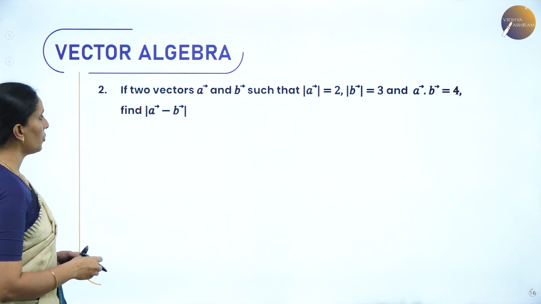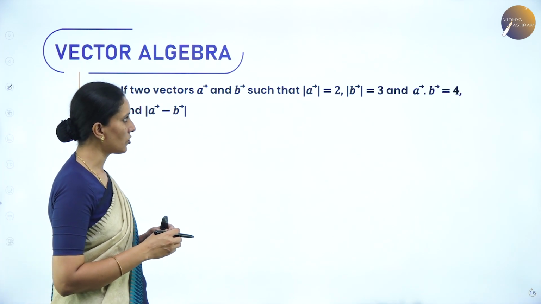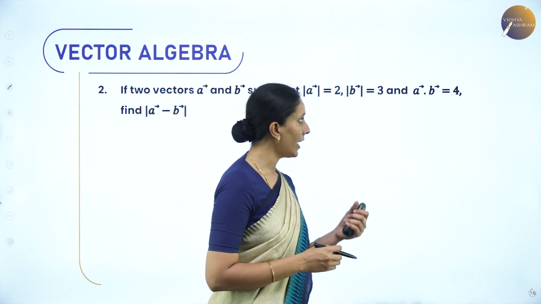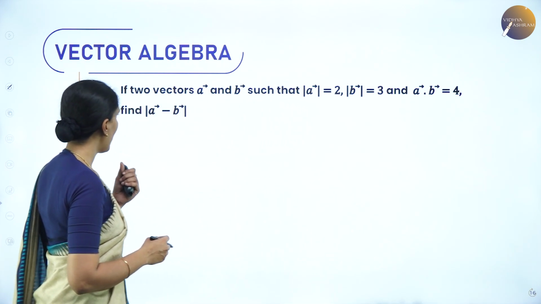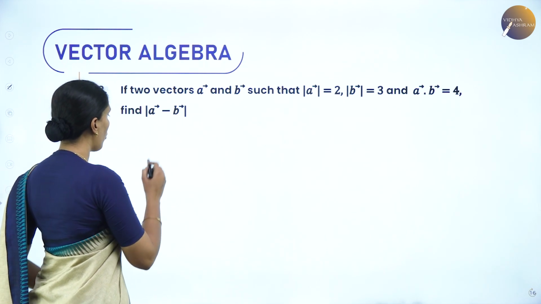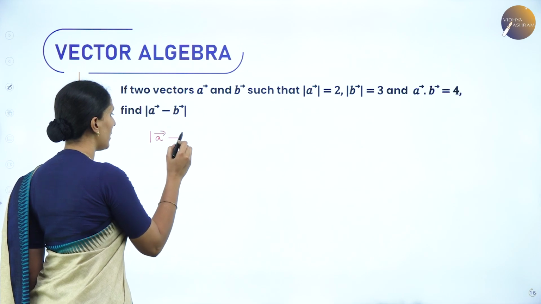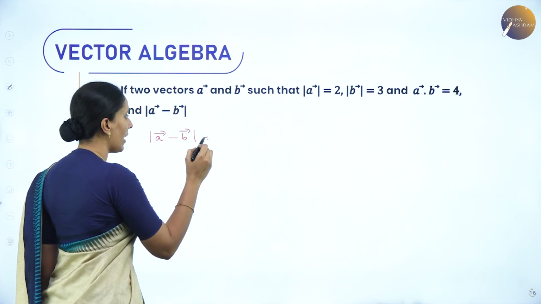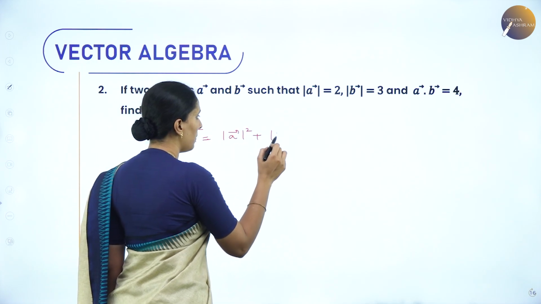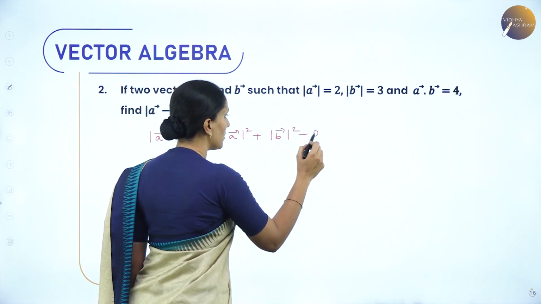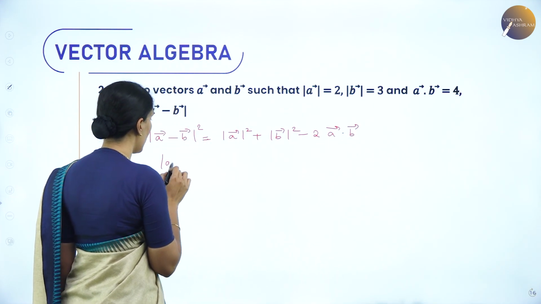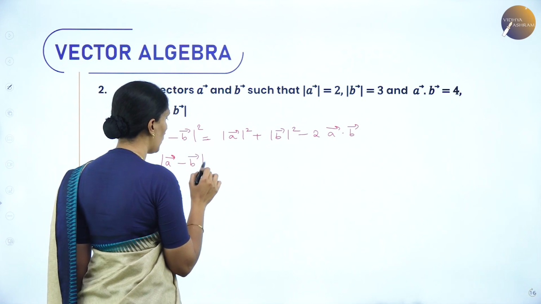Next question. If two vectors, vector a and vector b, are such that magnitude of vector a is 2, magnitude of vector b is 3 and a dot b is equal to 4, then find magnitude of vector a minus vector b. So let's take the square of magnitude of vector a minus vector b. Then I can express this in the form of a square plus b square minus 2 a dot b.